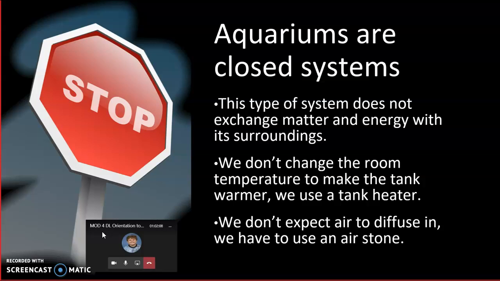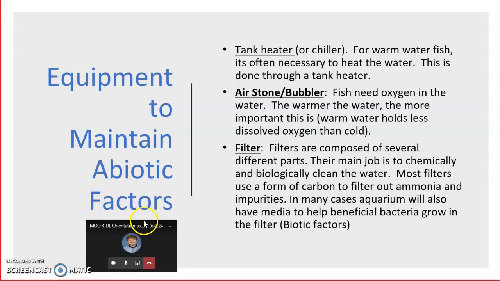Right now, we've only filled out the first two blanks. To recap, blank number one was model, and blank number two was matter. I'm going to be moving on. This is a list of equipment that we need to maintain the abiotic factors in our aquariums. I'm going to go over them quickly. You can either have a tank heater or a chiller. The tank heater warms the water. A chiller would cool the water.